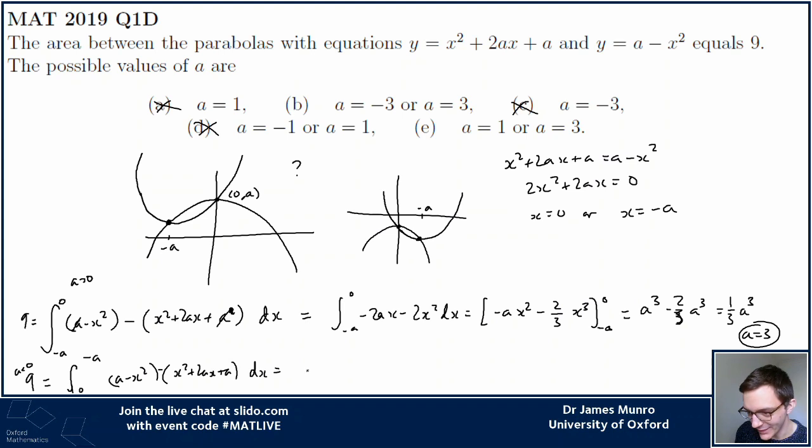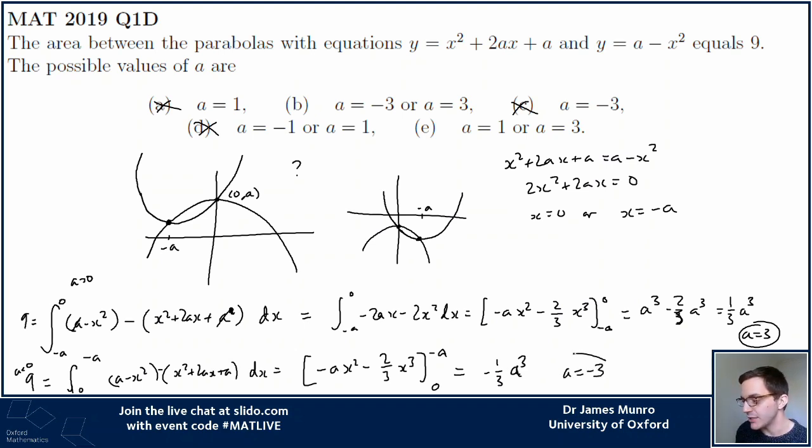And if I do that integral again, well, I'm going to get the same thing for the difference between the curves, same thing for the limits, except my limits are the other way around now. Same thing for the integrand, I suppose. Same thing for the integral. But my limits are now the other way around, so I'll get minus 1/3 a cubed. And that's equal to 9 when a is minus 3.